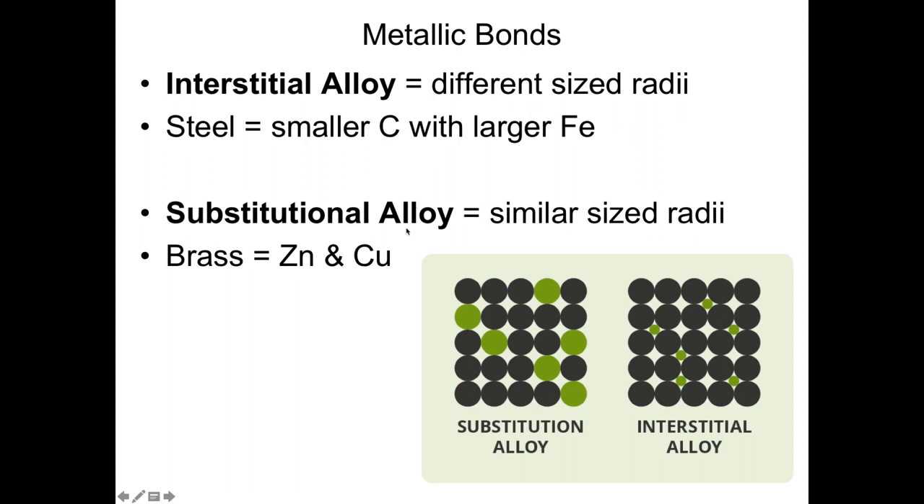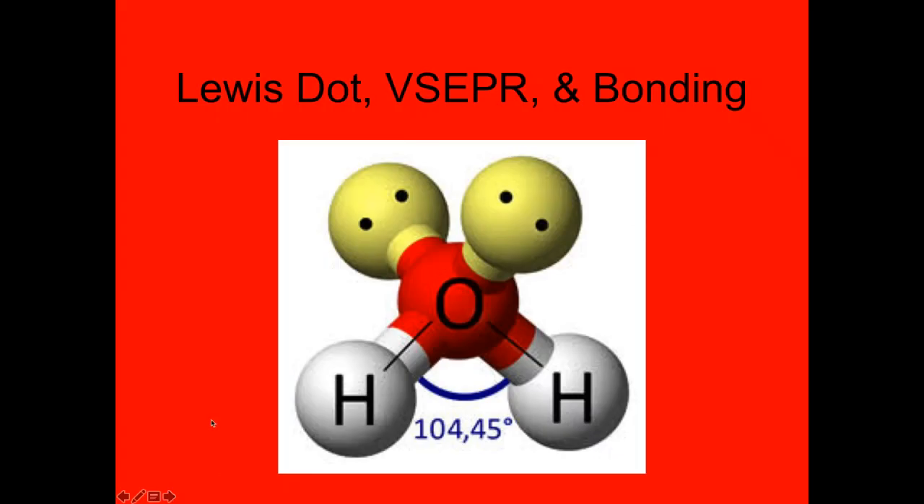And then you have substitutional, which has similar size radii, like brass, where zinc and copper are relatively the same size, and so they're just interdispersed within each other. So you can kind of see with substitutional, all of them are roughly the same size, and then you just have some that are intermixed here. Whereas with interstitial, you're going to have smaller atoms mixed in between the larger atoms. So now we're going to talk about Lewis dot, VSEPR, and bonding.